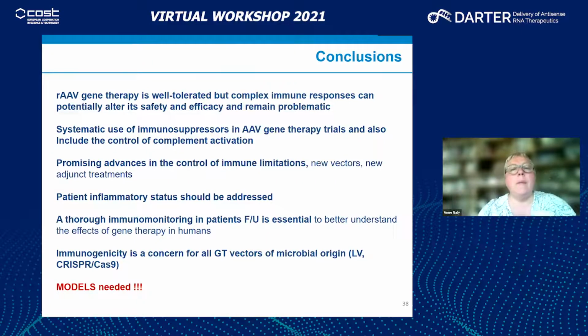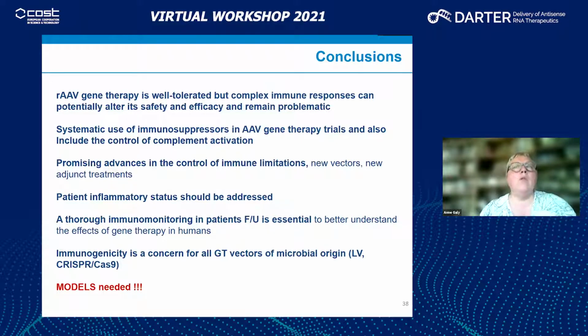So I just want to summarize and say that AAV gene therapy is a very well-tolerated, well-used and useful approach for gene therapy. But these complex immune responses that can alter its safety and efficacy still remain problematic and need to be better studied, understood and controlled. Now people are systematically using immunosuppressors or immunomodulators. I think there are promising advances to try to find better products that have low toxicity. And I think this could benefit the whole field, for all of the different types of approaches.